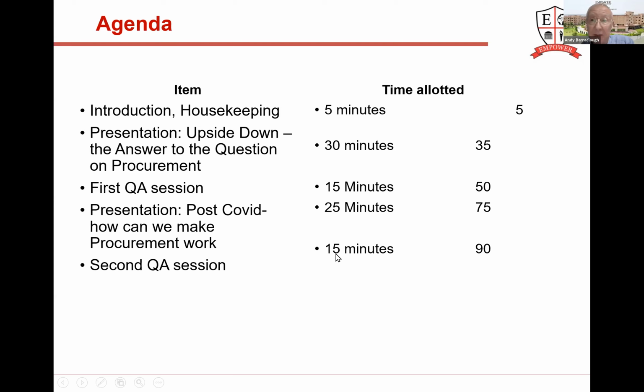Then a second session to see how COVID has impacted procurement and how we can make procurement work in a post-COVID world. And then the second Q&A session for around 15 minutes.